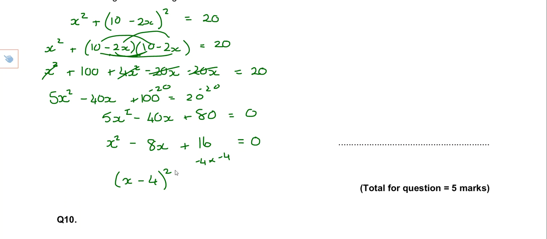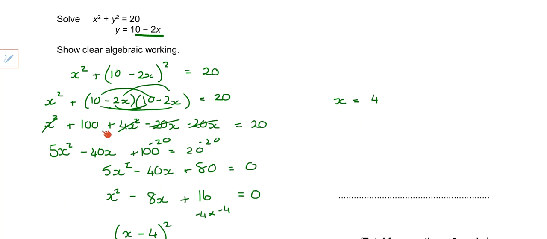All right. So we got x minus 4 squared. A negative and a negative is positive. When you're adding them, it's negative. So how many solutions do we actually have to this one? 1. So we've actually only got x equals 4 in this case.